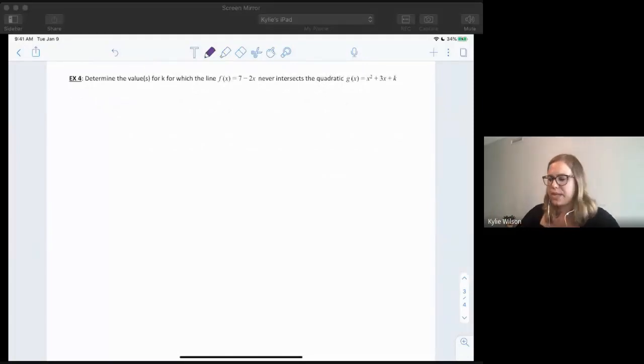So our last one asks, determine the value or values of k for which the line f of x equals 7 minus 2x never intersects with the quadratic g of x equals x squared plus 3x plus k. So we want the two to never intersect, so there are no solutions. So let's start by setting the two equal to one another.